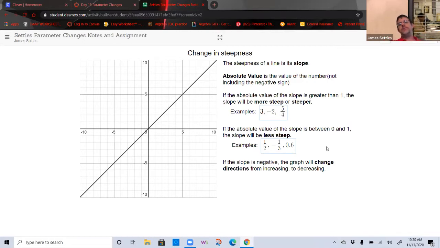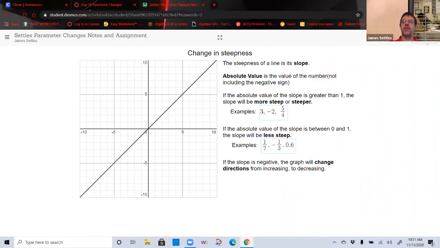Now, the only thing that the negative does, and this is that very last sentence, is change the direction. So positive goes uphill. If you change it to negative, it goes downhill. So all it does is change the direction. All right, so everybody click on the next, and we're on slide 3.